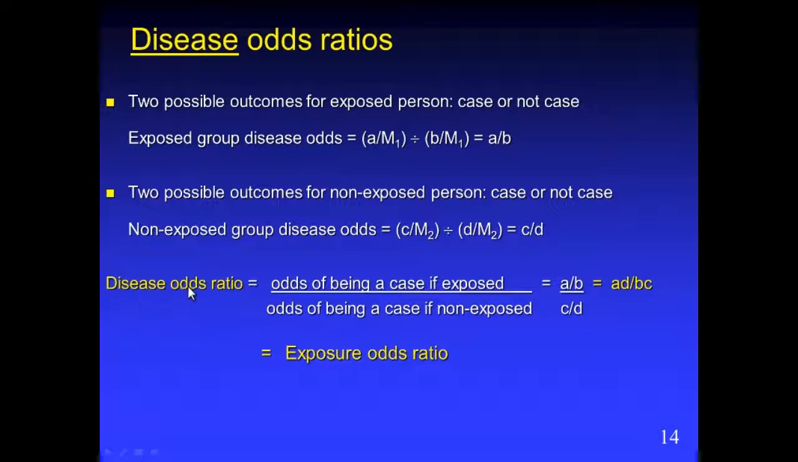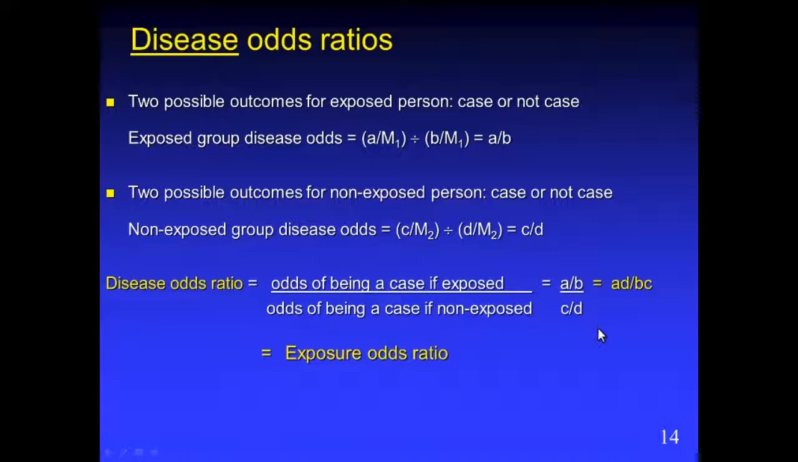So then we calculate the disease odds ratio. We divide the odds of being a case if you're an exposed person by the odds of being a case if you're not an exposed person. So we have A over B divided by C over D. We do the algebra and it comes to AD over BC, which is exactly the same as the exposure odds ratio. So the point here is that the disease odds ratio and the exposure odds ratio are exactly the same.